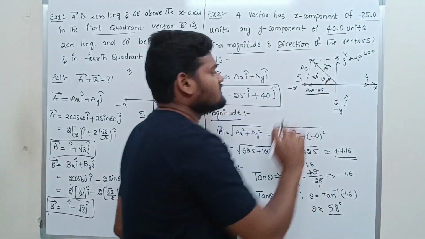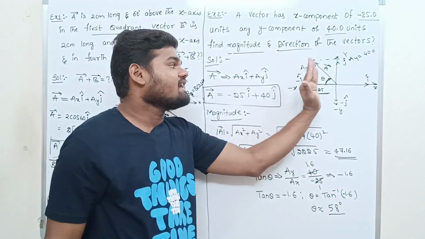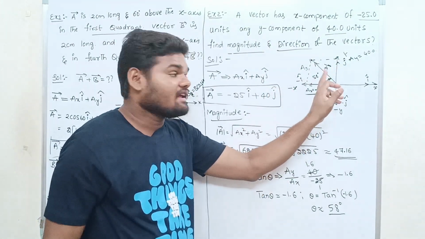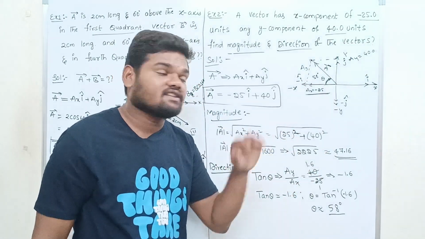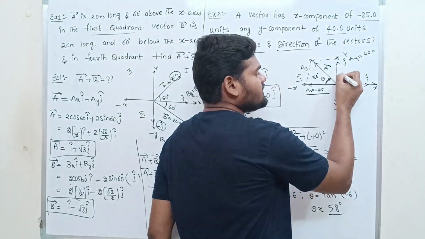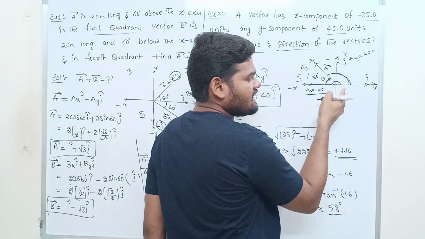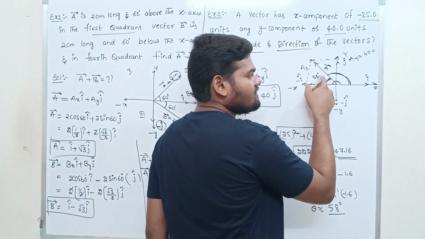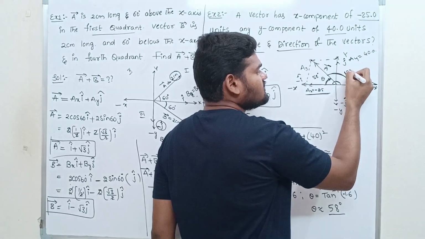So now this a bar vector is making an angle of 58 degrees with the negative x-axis. Or if you want to say it in terms of the positive x-axis, have a look. This total angle is 180 degrees. From here to here, 58. So what is the remaining angle? 122.